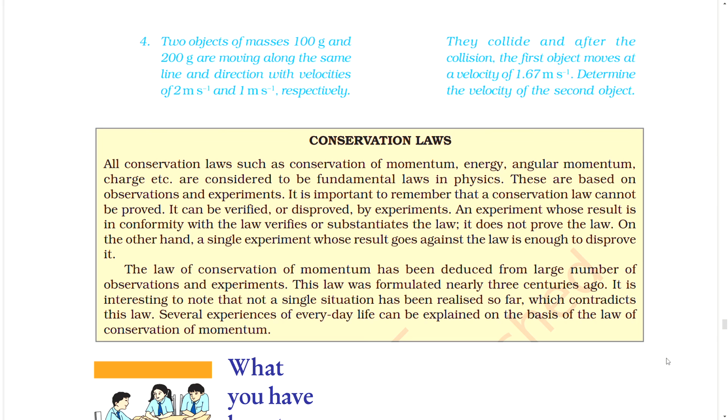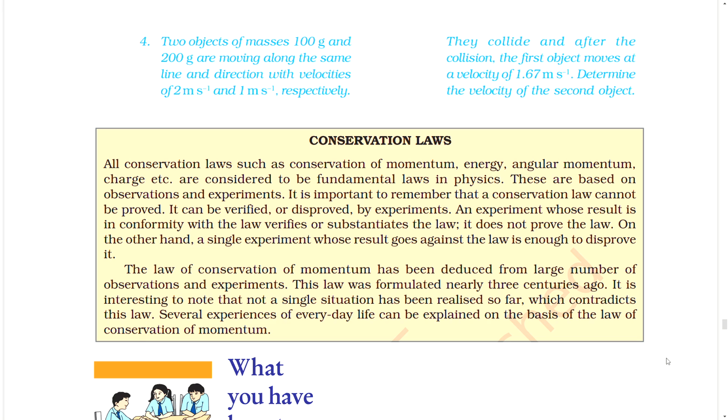Conservation laws. All conservation laws such as conservation of momentum, energy, angular momentum, charge, etc. are considered to be fundamental laws in physics. These are based on observation and experiment. It is important to remember that a conservation law cannot be proved. It can be verified or disproved by experiments. An experiment whose result is in conformity with the law verifies or substantiates the law. It does not prove the law. On the other hand, a single experiment whose result goes against the law is enough to disprove it.